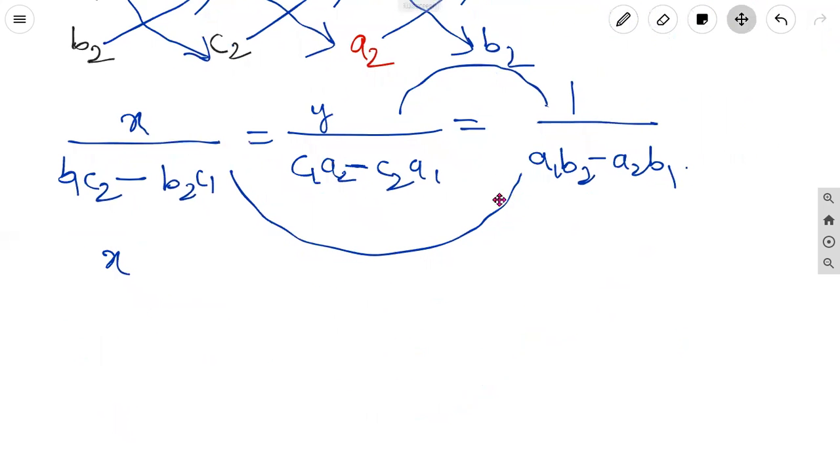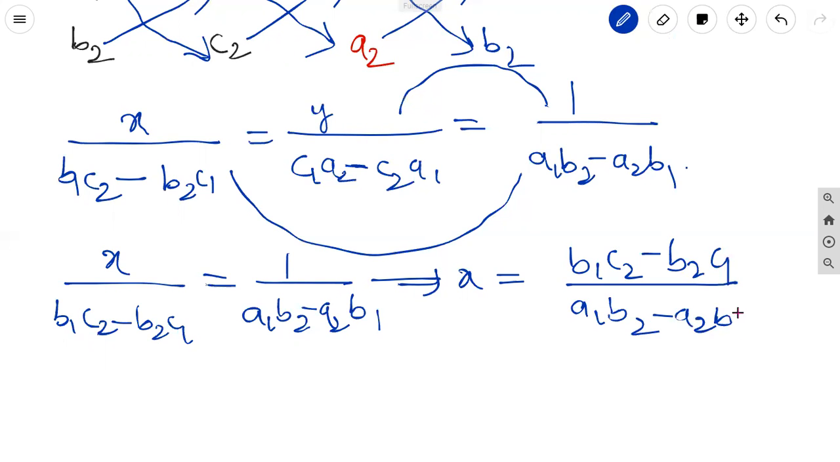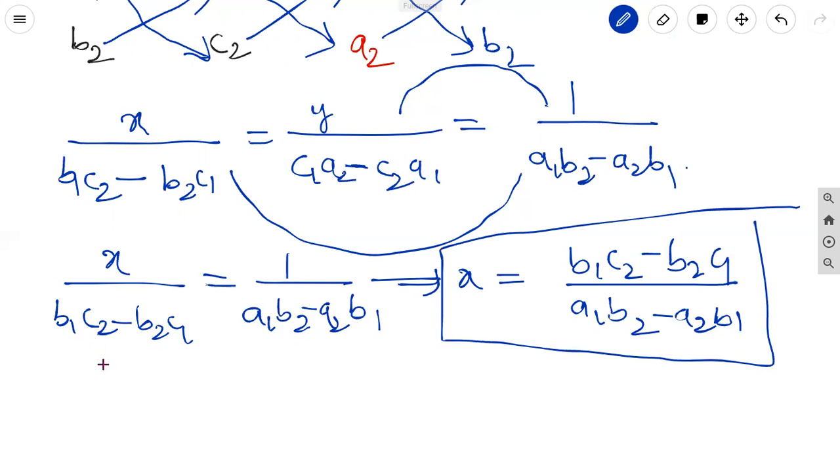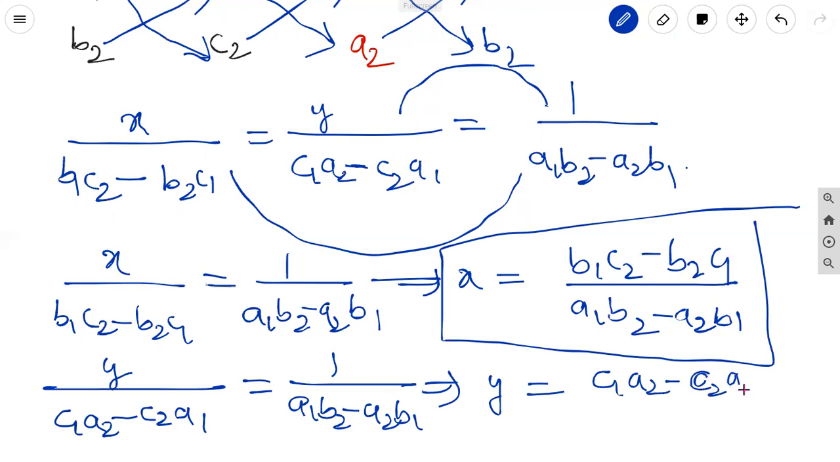That is nothing but equating the first and last terms, and equating the middle and last terms. That is, x by b1 c2 minus b2 c1 equal to 1 by a1 b2 minus a2 b1. From this, x equals b1 c2 minus b2 c1 by a1 b2 minus a2 b1. This is x. Next, y. y by c1 a2 minus c2 a1 equal to 1 by a1 b2 minus a2 b1. From this, y equals c1 a2 minus c2 a1 by a1 b2 minus a2 b1.